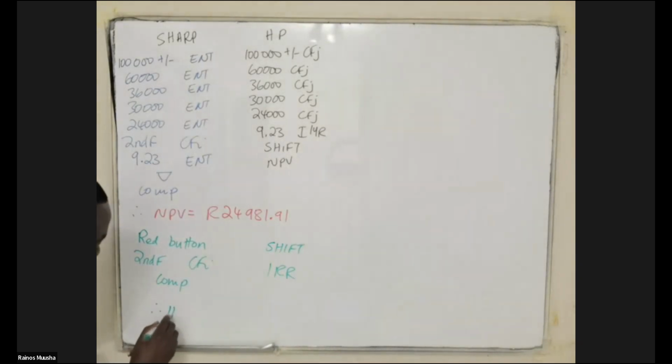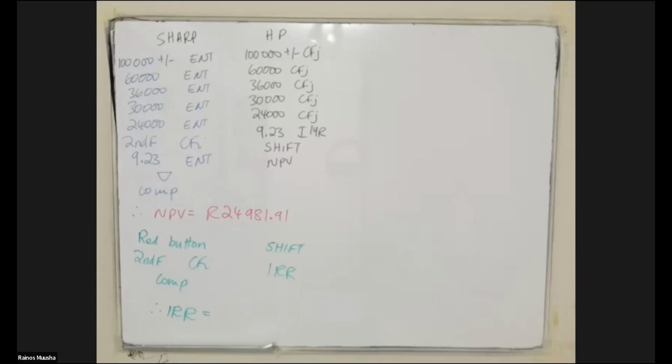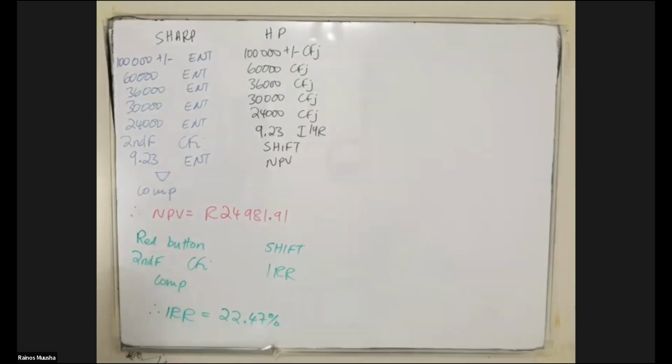And how much do you get as the internal rate of return? It's 22.47%. Okay.